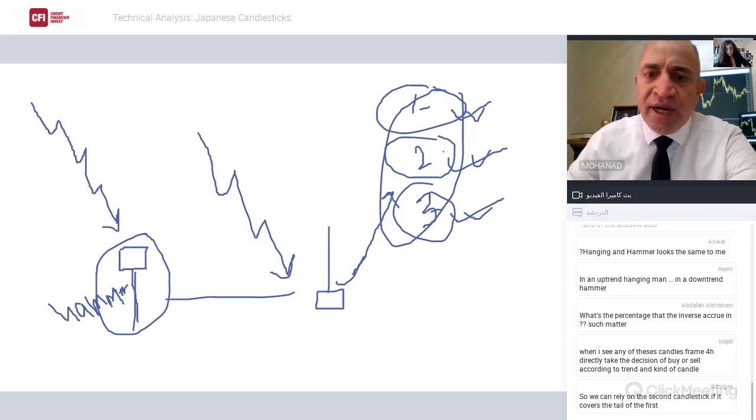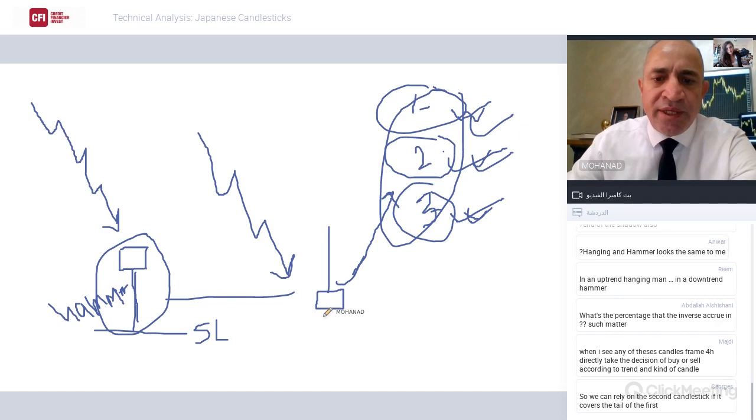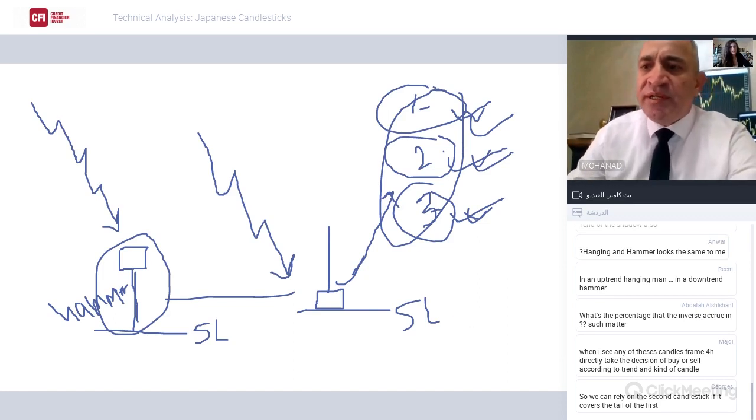My stop loss for the bullish reversal candlestick is the lowest point in the candle. This is my stop loss, here, the low of the candle. Yes. Perfect. These are the most important reversal patterns for the single candlestick patterns.